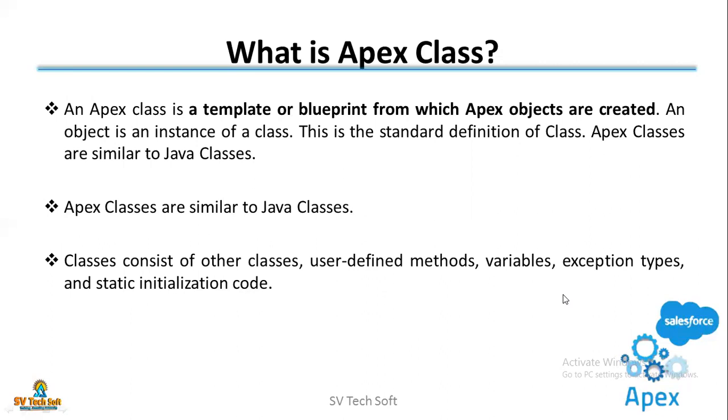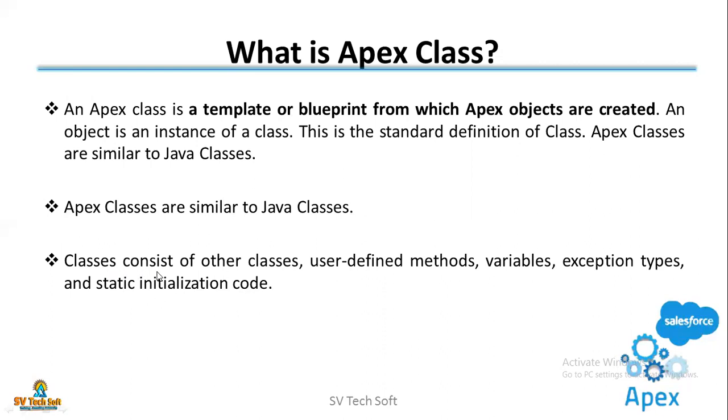In terms of another definition, programmatically, what is an Apex class? An Apex class is a collection of variables and methods. Okay, this is the standard definition of a class. An Apex class is similar to Java classes. There is no difference. If you have a little bit of an idea, the same syntax is used in Salesforce also.